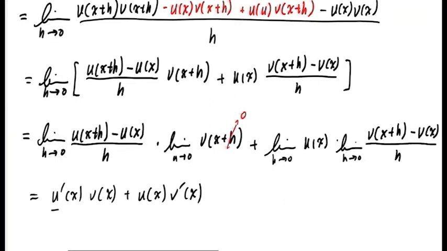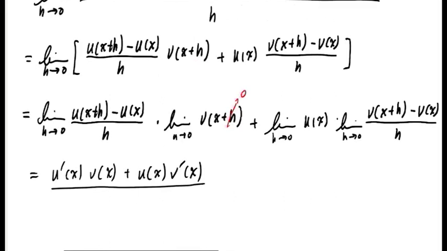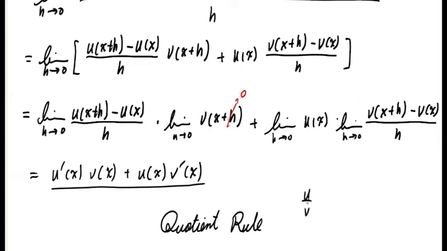What do you have? We have a product rule. You get it? Likewise, we have something called the quotient rule. Okay. Quotient rule. I'm going to write down the quotient rule here on the side. u over v, derivative is u prime v minus u v prime over v squared.